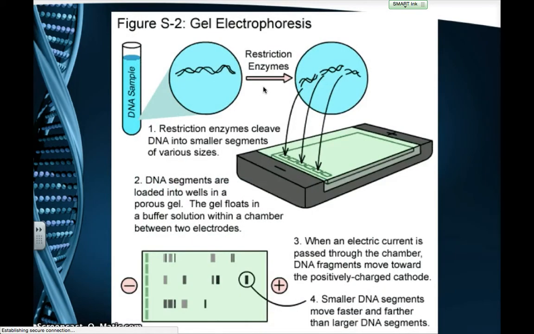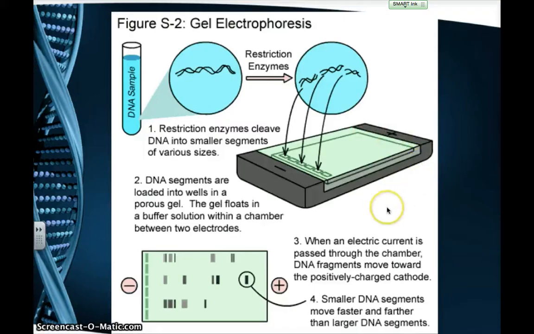So let's look at this image a little closer. Step 1, the restriction enzymes cleave or break apart the DNA into smaller segments of various sizes. So we've got one long strand here, it's broken into different pieces. In this case, there are 3. Step 2, DNA segments are loaded into wells in a porous gel. This is actually kind of a jello-like substance, and the gel floats in a buffer solution, so there's liquid underneath, within a chamber between two electrodes. Electrodes are here and also here.